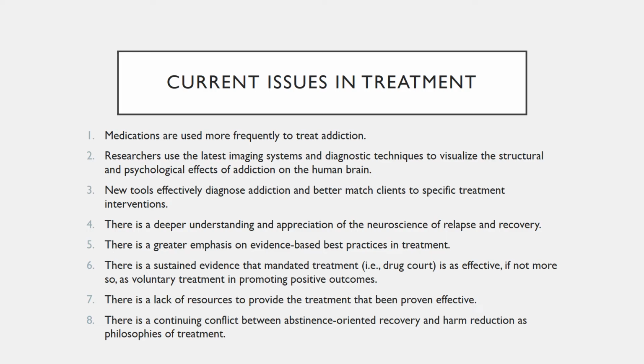Number 2 is that researchers can use the latest imaging systems and diagnostic techniques to visualize the structural and physiological effects of addiction on the human brain. So since we now have technology like CAT scans and MRIs and PET scans, we can use those to get a better glimpse and see what's happening inside the brain when these substances are used.